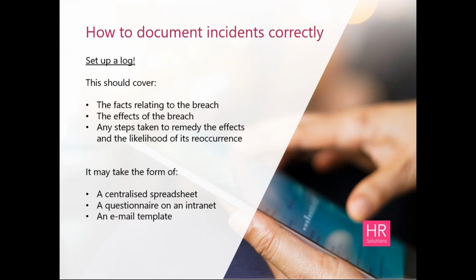The regulation is very clear that when we're documenting any breaches, that documentation needs to cover off A, the facts relating to that breach, B, the effects of that breach, and C, any steps that you may have taken to remedy the effects of that breach, okay? And this might include the likelihood of its reoccurrence.